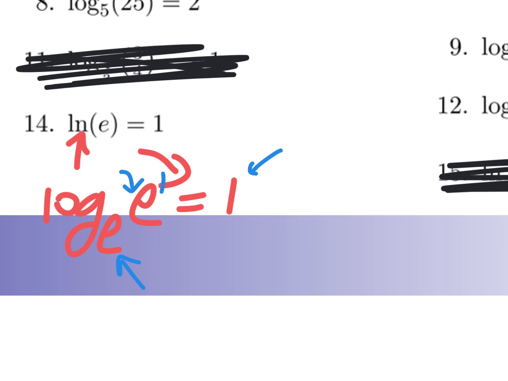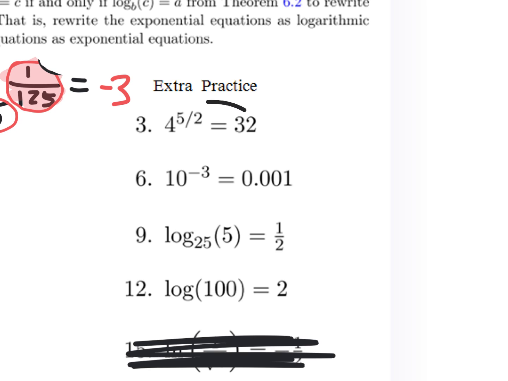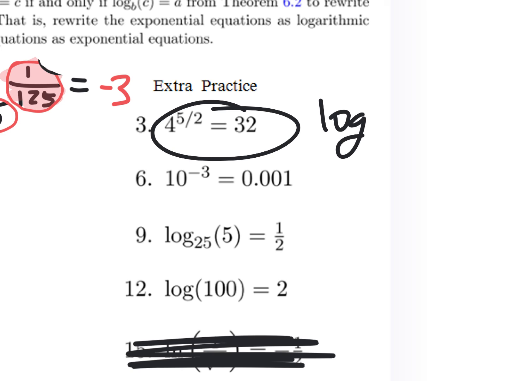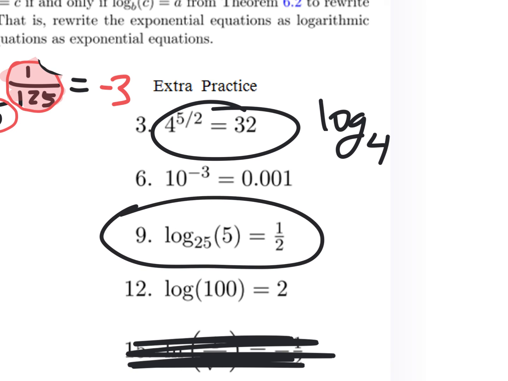But the problem is I haven't rewritten it. It's a log still. So I got to rewrite that and make it e to the 1 equals e. And you could just put to the 1 if you wanted. There, we rewrote it. It doesn't have logs anymore. So that's kind of the key on this whole page: if it doesn't have logs, make it have logs. This one's log base 4, and then you finish it. And if it does have logs, rewrite it so it doesn't have logs.